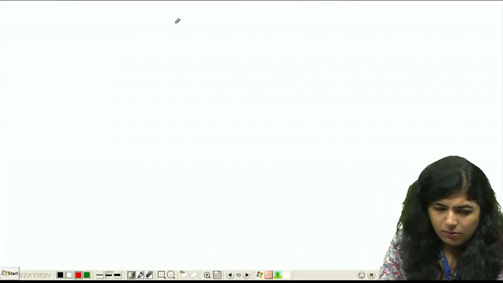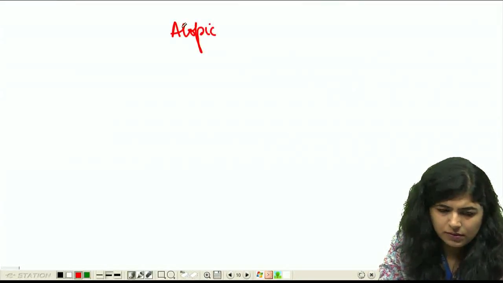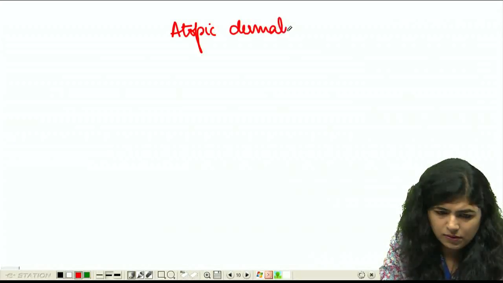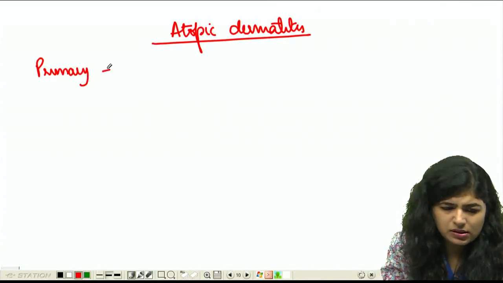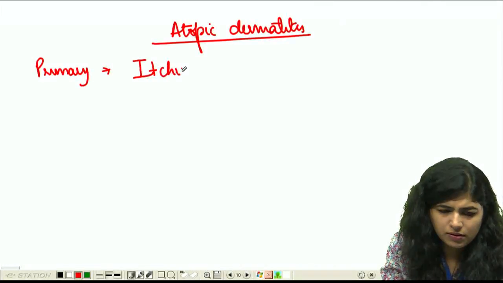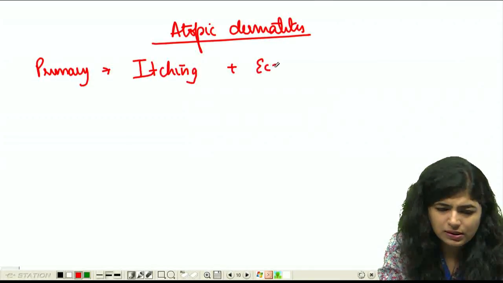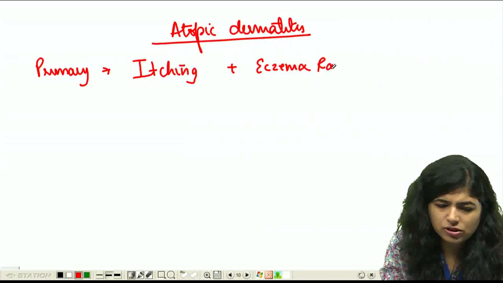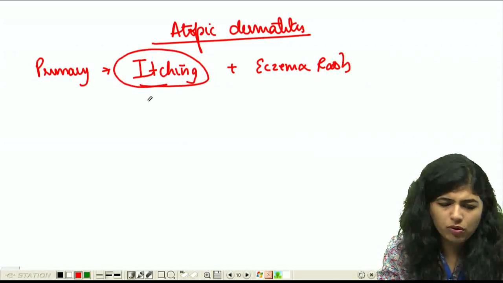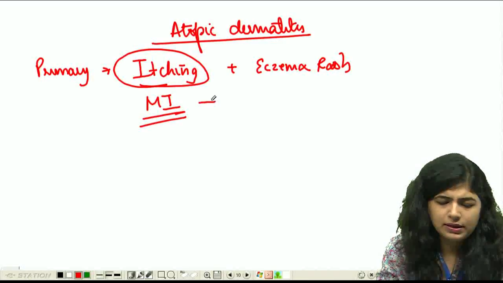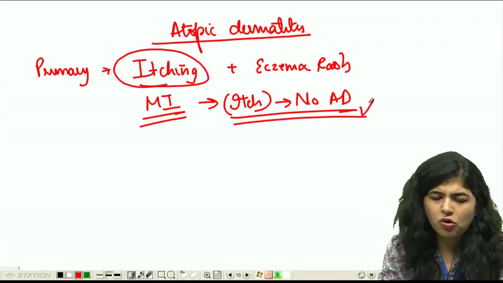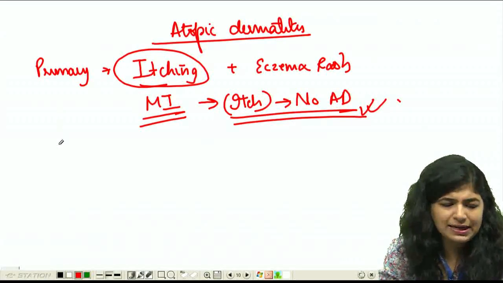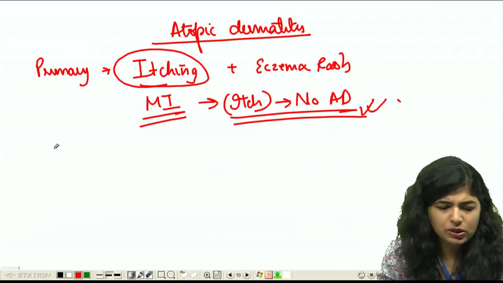What else do you need to remember about atopic dermatitis? Primary complaint is itching plus the eczema rash. This is the most important, so important that without itching you cannot have atopic dermatitis. Every question on AD will tell you that the patient has itching. Then what else do you need to know?